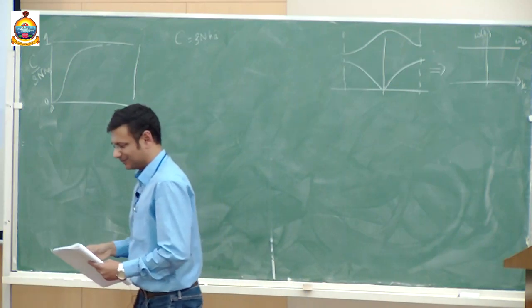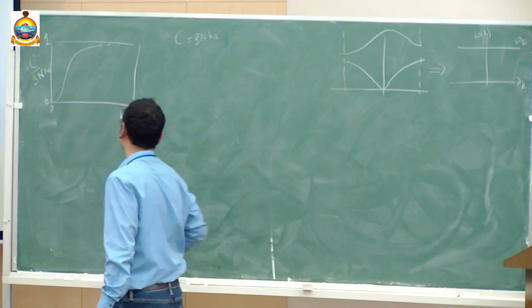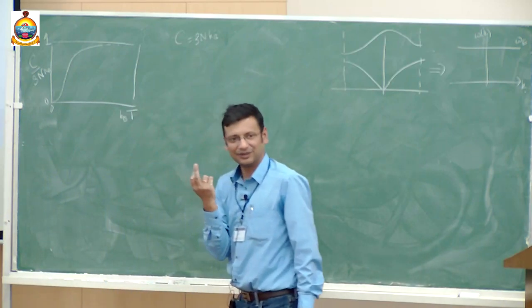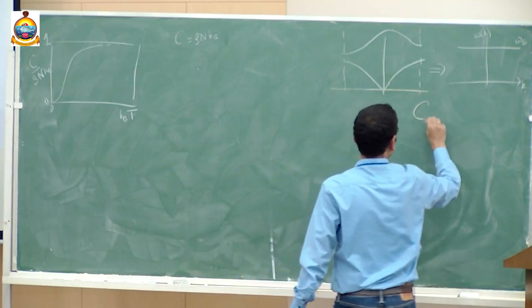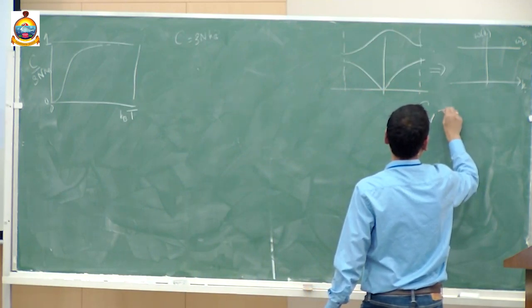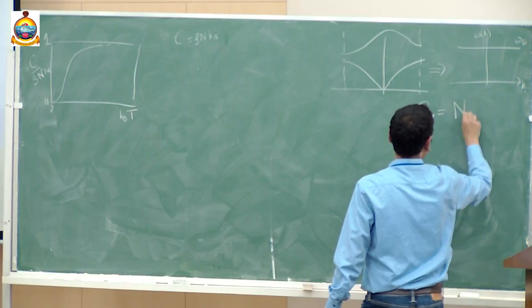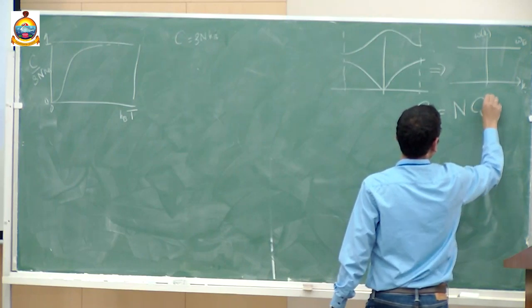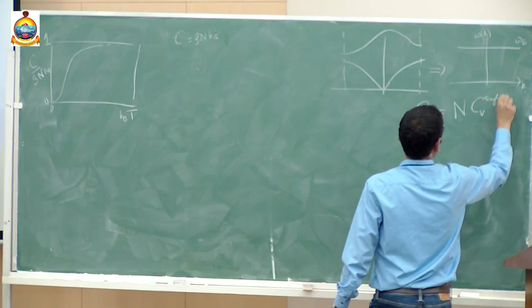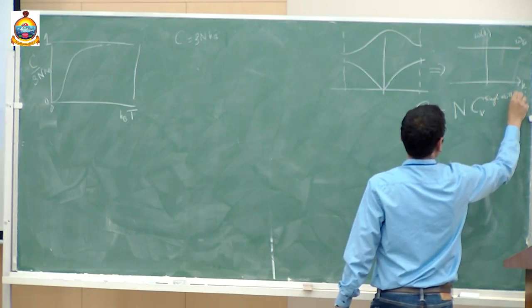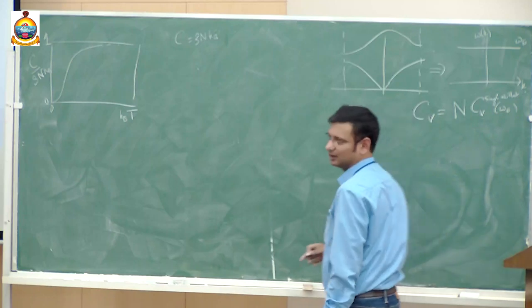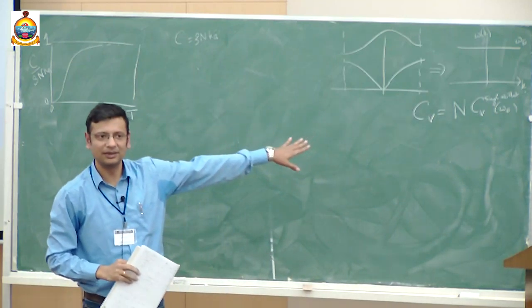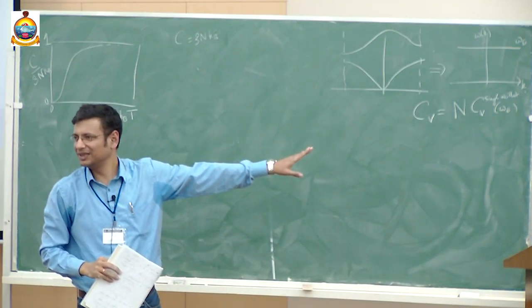So probably in your notes somewhere, you have the answer written for a single harmonic oscillator, right? So the answer for the specific heat here for multiple harmonic oscillators is just N times the answer for a single oscillator at that omega E. So this is the property of that oscillator, right? Is this clear to everybody? I hope I don't need to do any calculation.